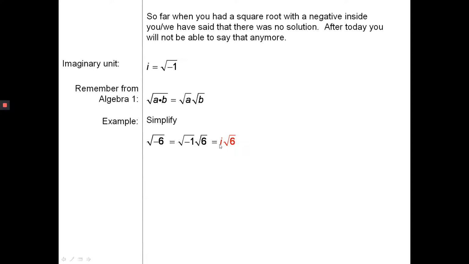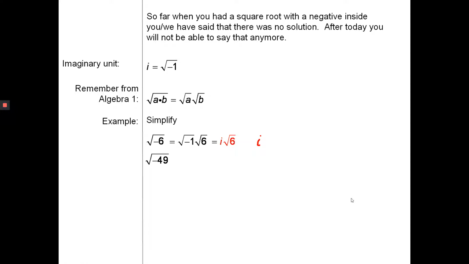We put the i in front so that it doesn't accidentally slide inside of the square root, because that means something entirely different. When we write the i by handwriting, we use a curly i. And that's just to signify it's different than our variable i.